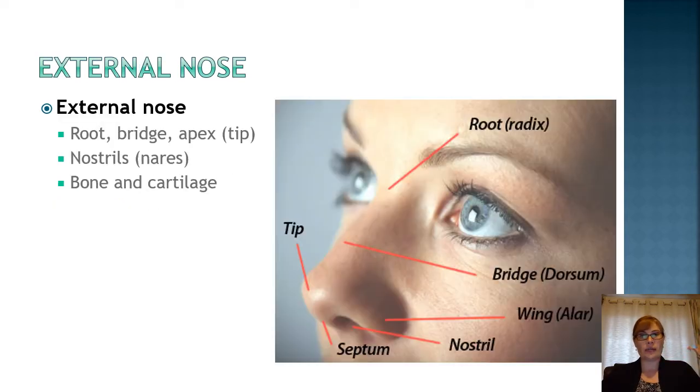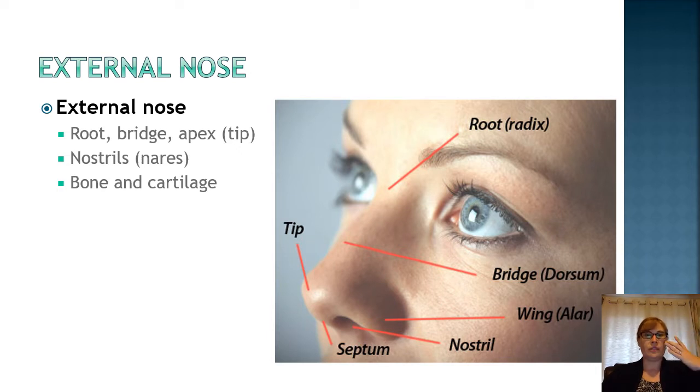So let's go on to external nose first. This picture is on page 821. It's similar. So really, the structures here: root, bridge, apex. The root of your nose is the area right between your eyes. So the root of a structure is not always the widest part of a structure, but it's kind of the part where the structure almost grows from. So this would be the root.